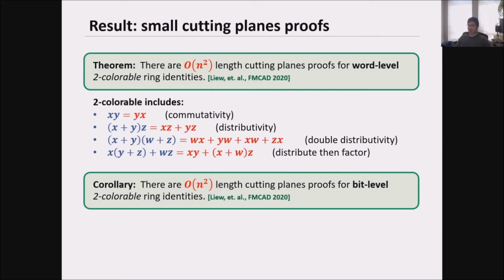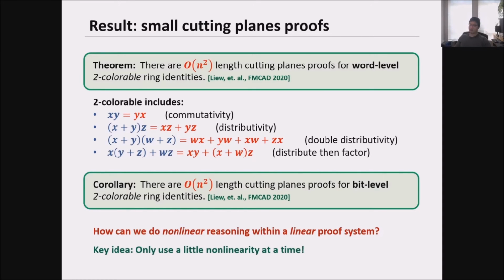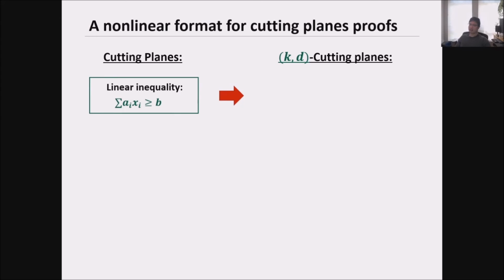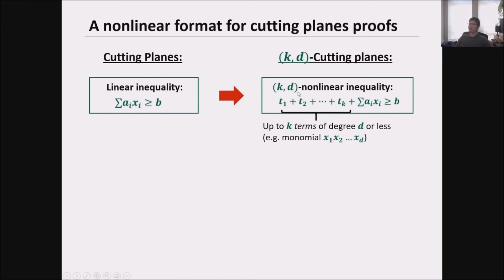So how did we do this? How did we do this nonlinear form of reasoning within a linear proof system? The key idea is to only use a little bit of nonlinearity at any given time. To capture this idea a bit more precisely, we defined a new nonlinear format that you can use for writing cutting planes proofs. This format we call KD cutting planes. Recall that in cutting planes, we work with linear inequalities. In KD cutting planes, we generalize this a little bit to KD nonlinear inequalities. These are almost linear inequalities, but we're allowed to put in up to k terms of degree d or less.